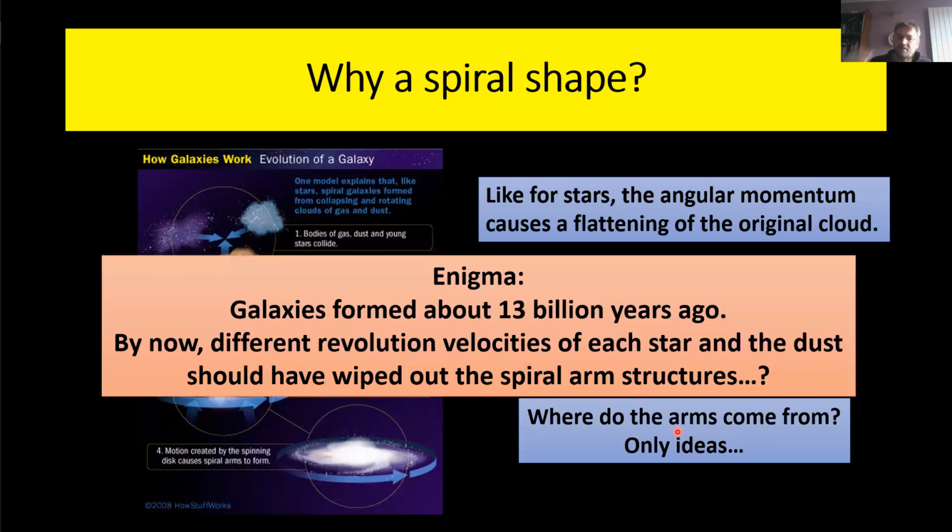It's a bit of an enigma because if galaxies formed about 13 billion years ago, the stars that are formed might then all have slightly different velocities. You remember when they were formed in the same region, there might have been a bigger one which whirls the smaller ones around, and they might get a different velocity distribution. So why has the structure not disintegrated in 13 billion years? So this is a bit of an enigma.